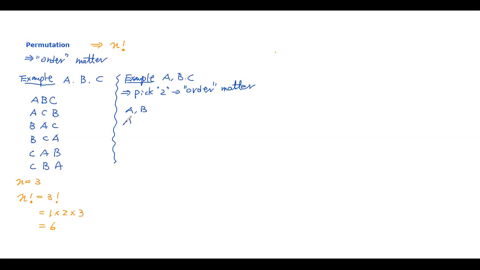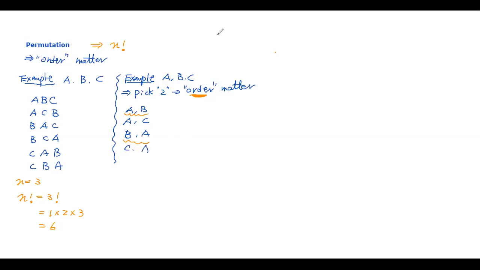Then I can pick A and C, or I can pick B and A. Because here the order matters, which one got picked first and which one second, we say A and B and B and A are different. That's what we mean by permutation. So it's very important that order does matter. Now I can pick B and A, then C and A.